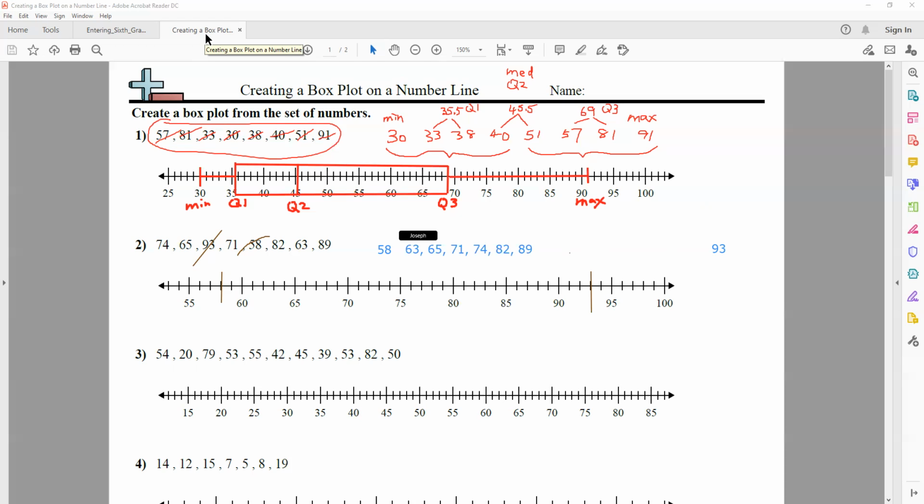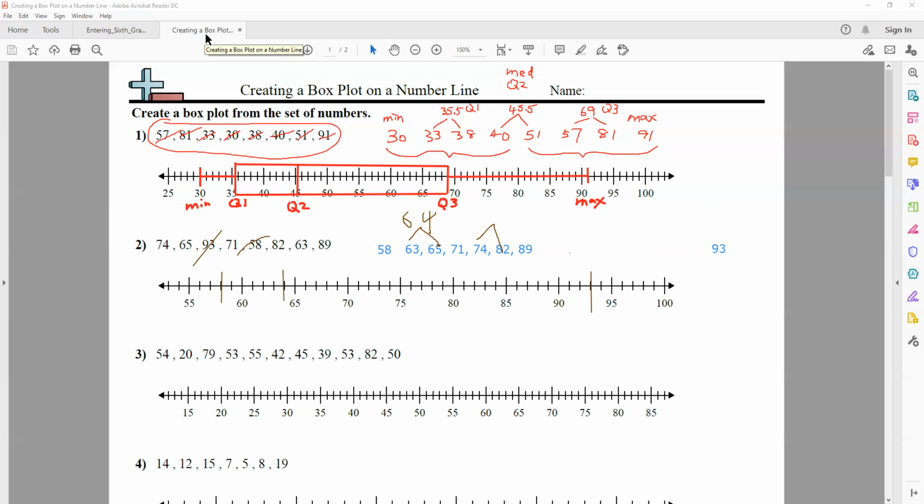Okay, 63, 60. This is 64. Right. Well, you're missing a number. There's 8 numbers. 61, 71. Oh, yeah, never mind. Your 93 is way out there.